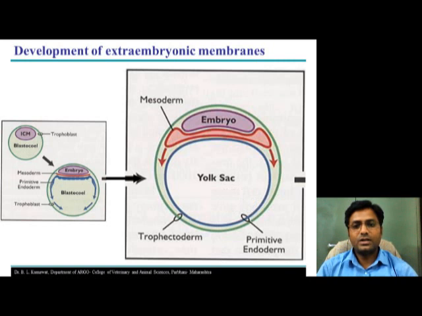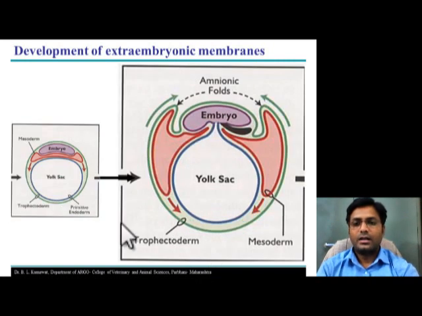Simultaneously, the middle layer of mesoderm will start to split into two cell layers. At this stage, the trophoblast is now termed as trophoectoderm. In the next stage, here you can see the yolk sac which peers into the mesodermal layers, and it connects with the embryo at a point of future umbilicus.